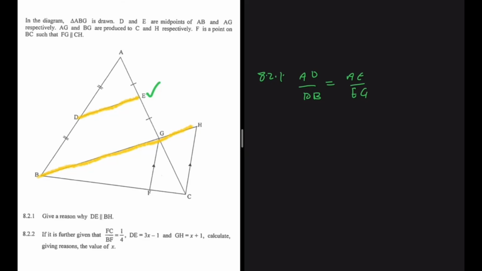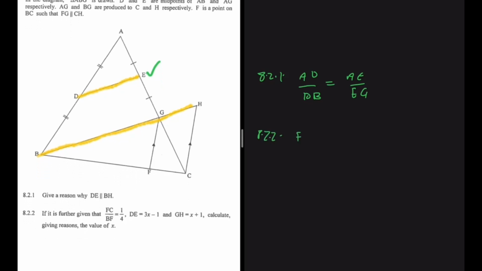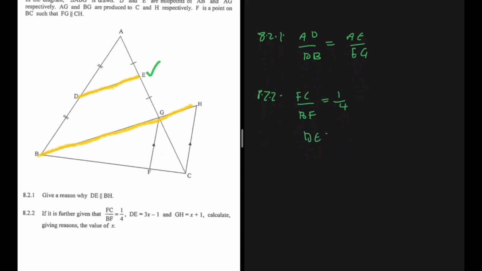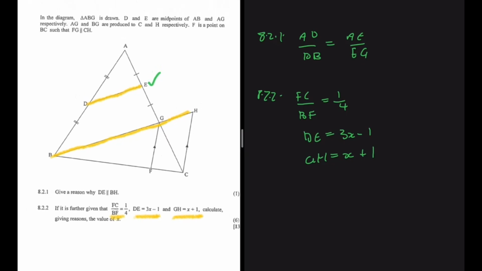Now let's do 8.2.2. So 8.2.2 is saying that it is further given that FC divided by BF is equal to 1 divided by 4, and that DE is equal to 3x minus 1, and GH is equal to x plus 1. Let's calculate, giving reasons, the value of x. When you just look at DE is equal to 3x minus 1 and GH is equal to x plus 1, you can think the problem is really complicated, especially if you look at the sketch. You might get intimidated, and then you even see the mark allocation, 6 marks. But let's see what happens.